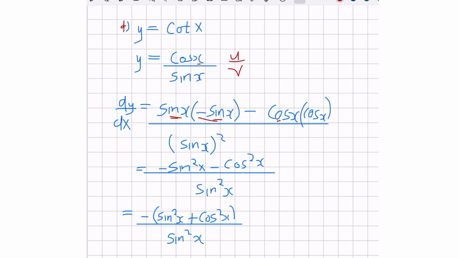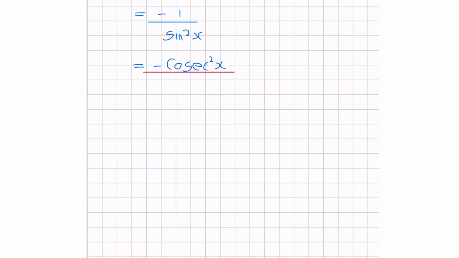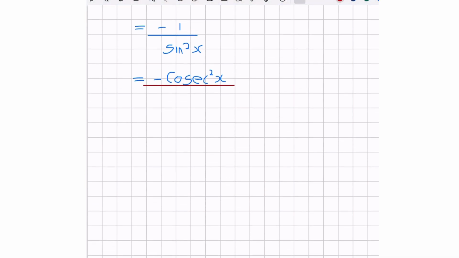Then you simplify this, it's going to give you minus sine squared x minus cos squared x over sine squared x. Then you factor out the negative sign, you're going to get minus sine squared x plus cos squared x over sine squared x, right? Then sine squared x plus cos squared x is equal to 1, right? So ultimately, you're going to get minus 1 over sine squared x, which is equivalent to minus cosec squared of x as your final answer.